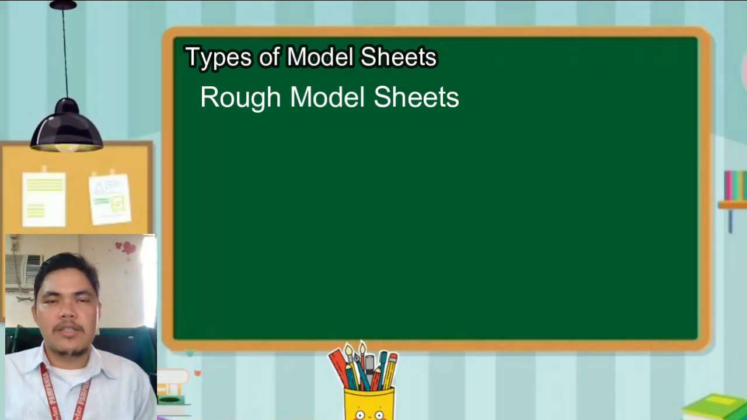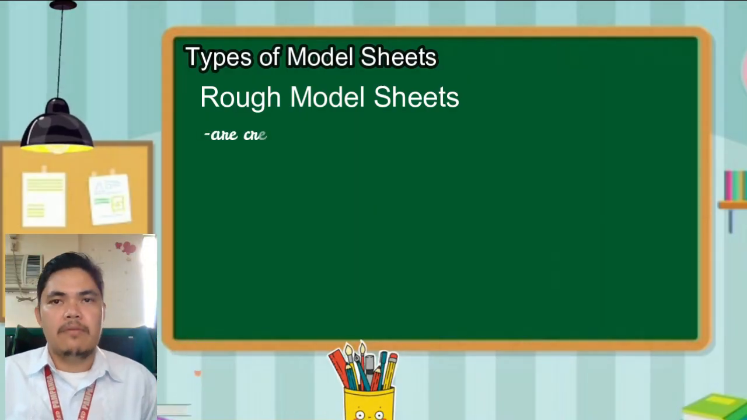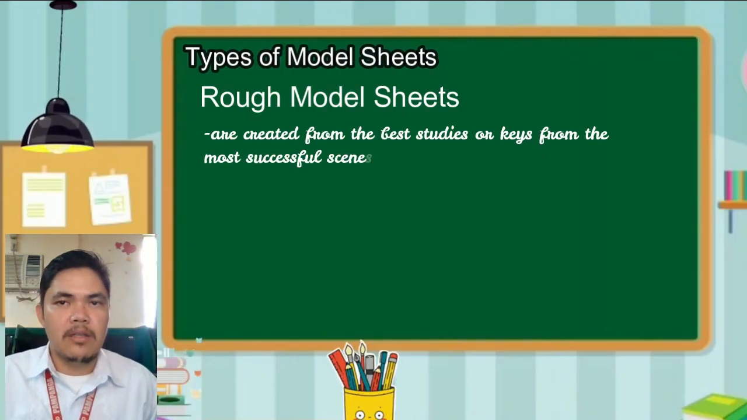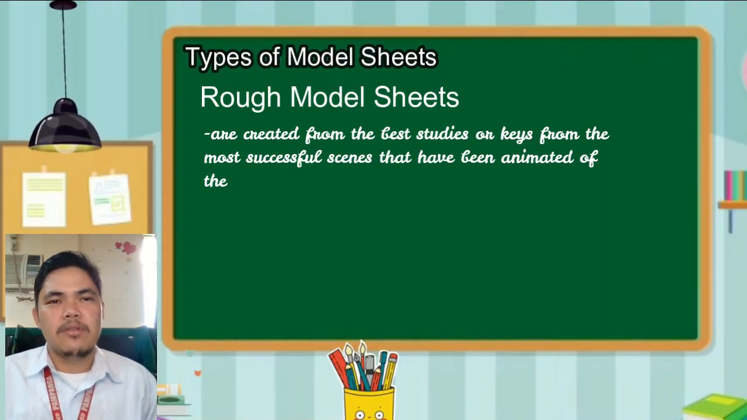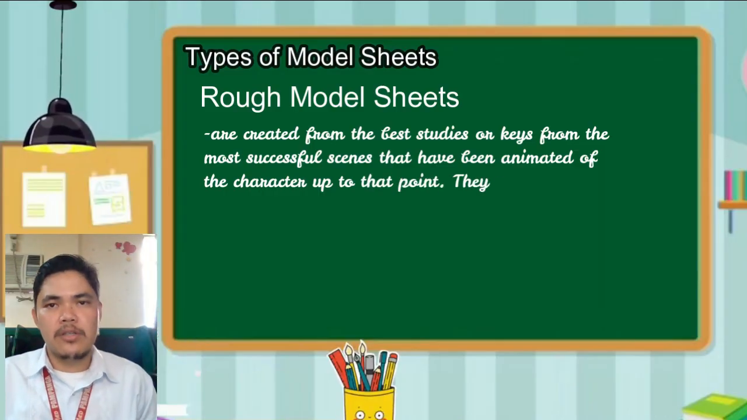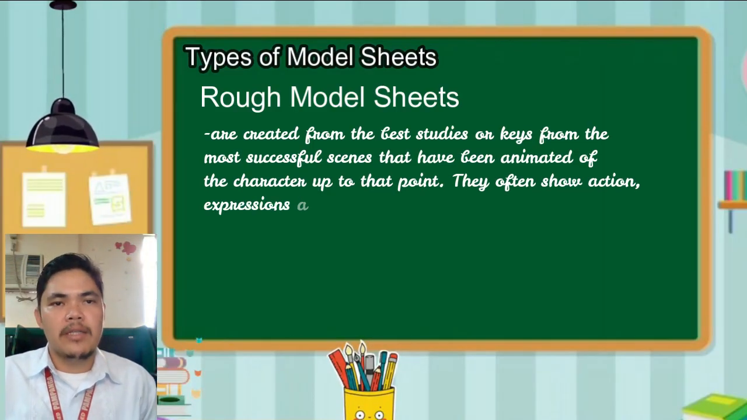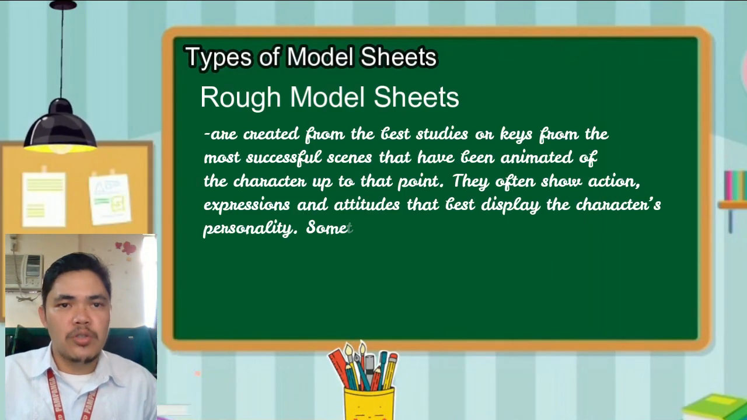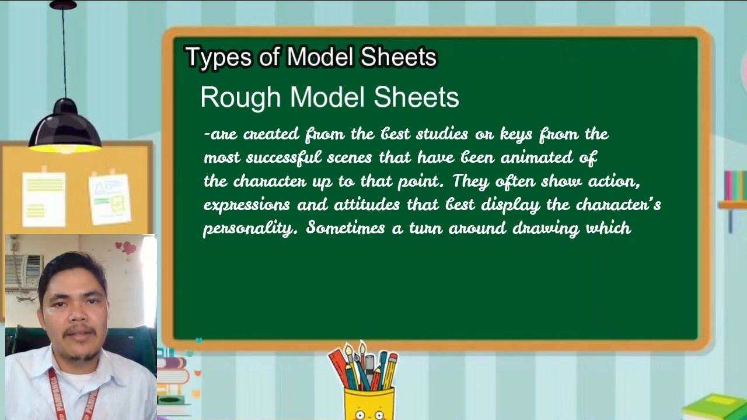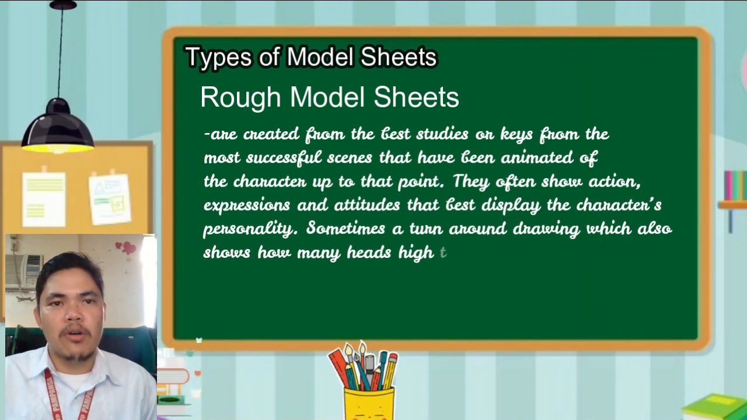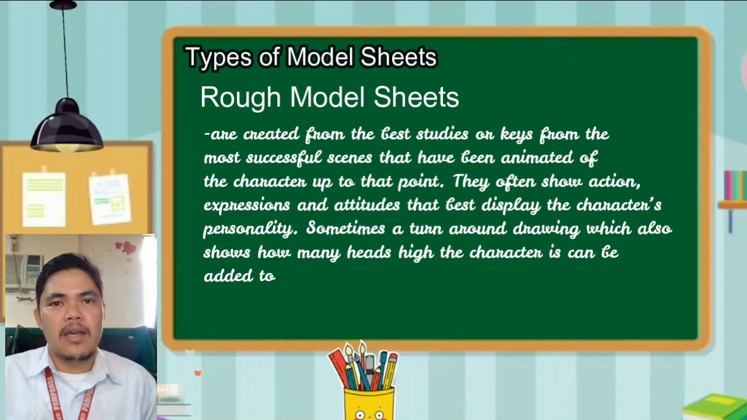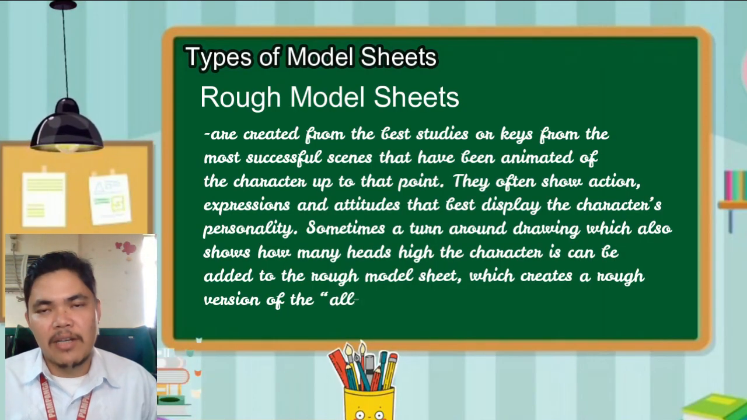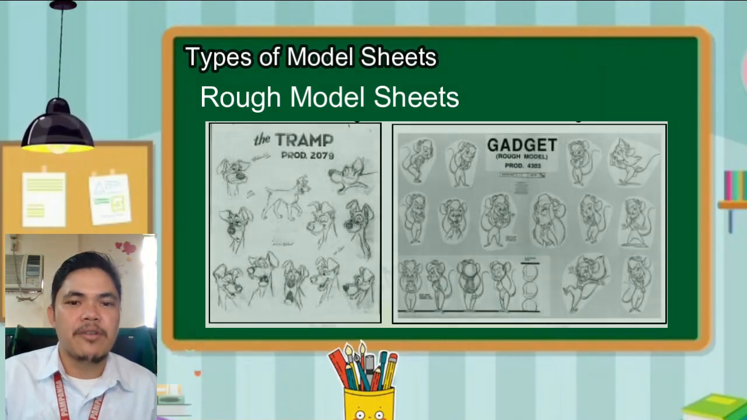Next is what we call the rough model sheets. So these are created from the best studies or keys from the most successful scenes that have been animated of the character up to that point. So they often show action, expressions, and attitudes that best display the character's personality. Sometimes, a turn-around drawing, which also shows how many heads high the character is, can be added to the rough model sheet, which creates a rough version of all-in-one design. So makikita natin to class dito sa ating example na nasa board. Okay?